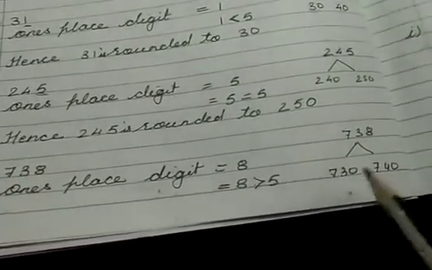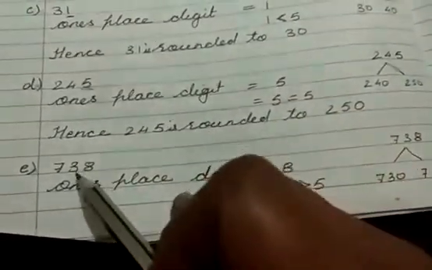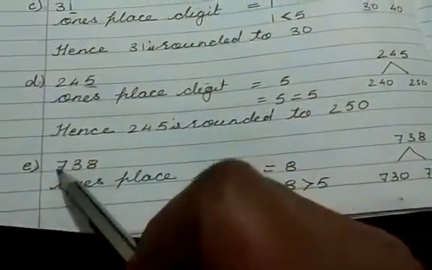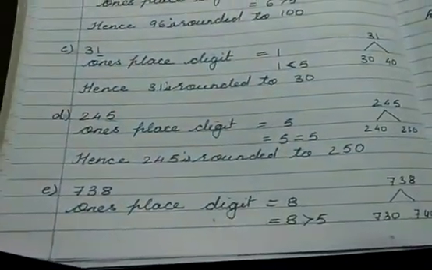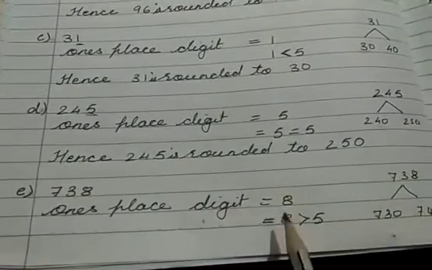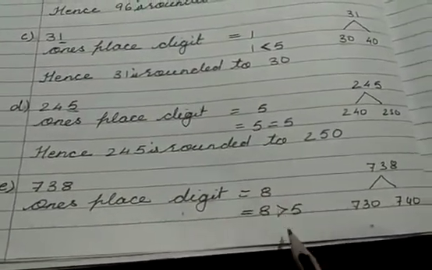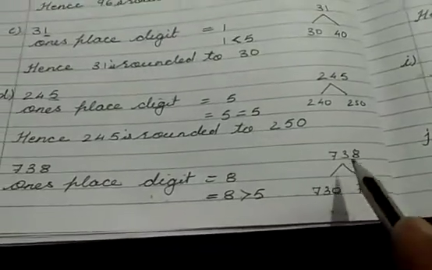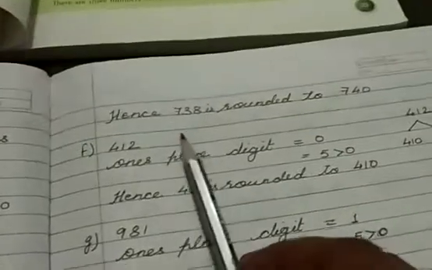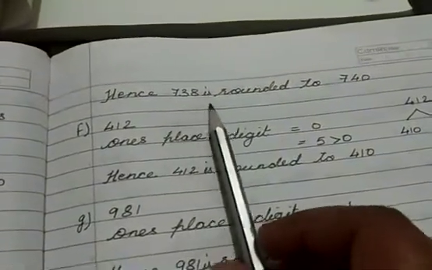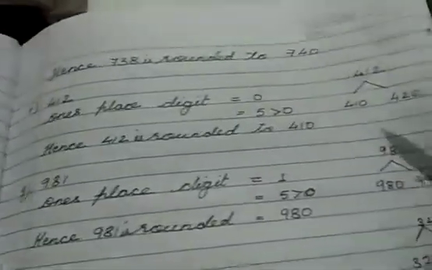738 comes between 730 and 740. I told you already, we have to check only the tens place, not the 100 place, because the question is asking to round it off to the nearest 10. And we know that the digit in ones place is 8, which is greater than 5. So the number will be rounded to 740. See here it is written, hence 738 is rounded to 740.